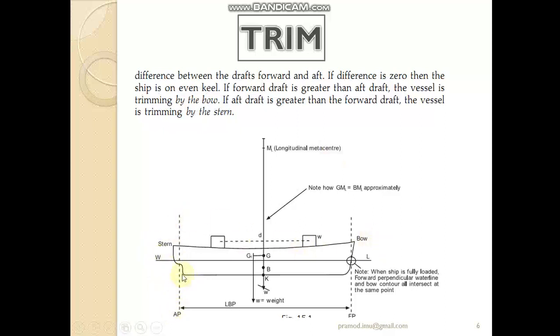So we can see here the AP and FP, and a mass which can move forward and aft as shown in the figure. Now the distances GM and BM are almost the same, so in longitudinal stability calculations and trimming calculations we can consider that GML and BML are approximately the same. Even though it's an approximation, for the sake of calculations this can be taken.